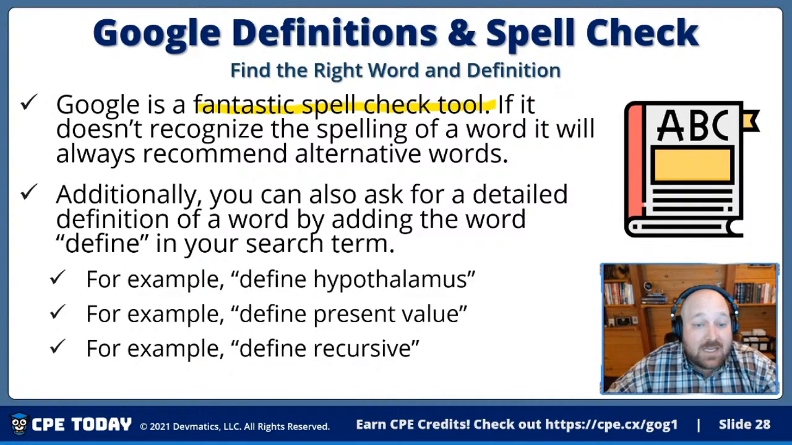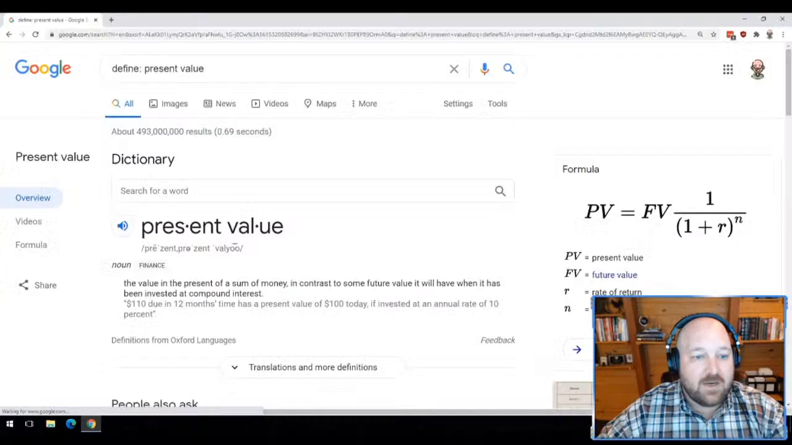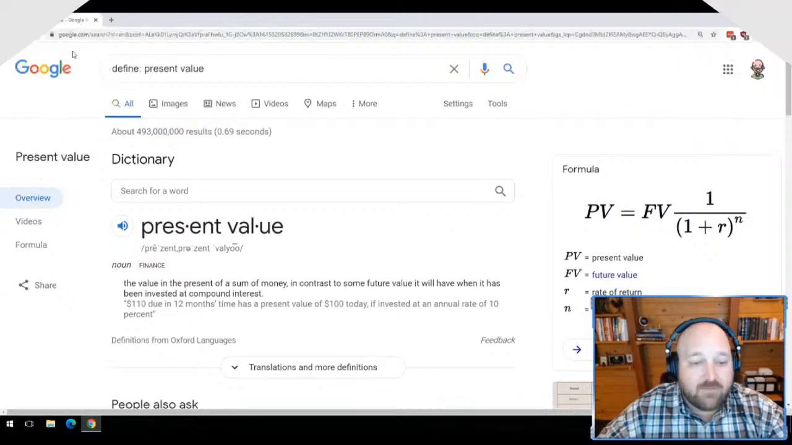You can also use it for detailed definitions of something. If it's something you don't understand, define hypothalamus, define present value, define recursive. It will go ahead and give you different definitions from lots of different sources for what you are looking for, and will give you some options with respect to what that could mean. Because there's not always just one definition of one word. There can often be several.